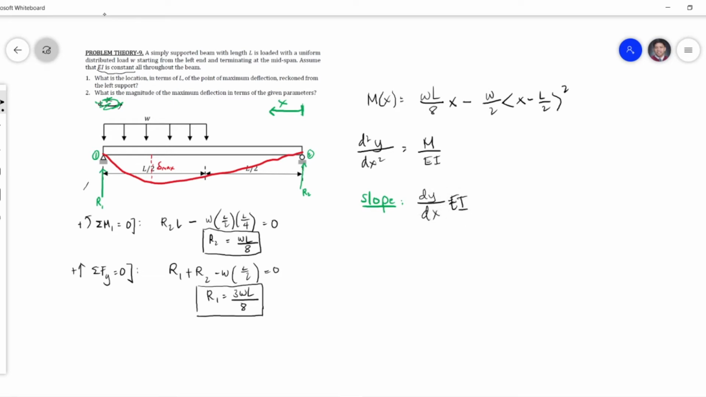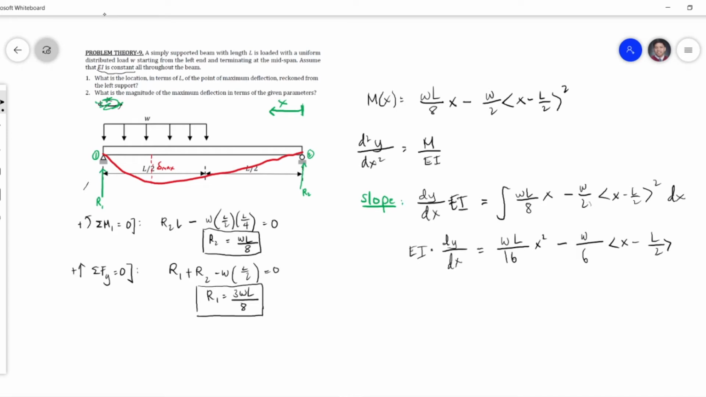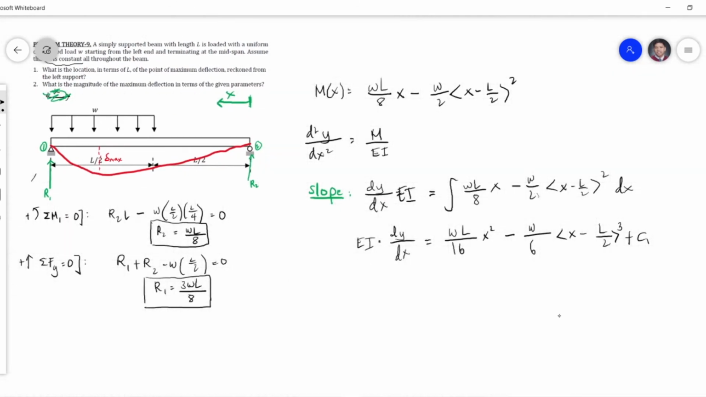Dy over dx times EI equals the integral ng ating moment function, omega L over 8 x minus omega over 2 x minus L over 2 squared dx. So that would be EI times dy over dx natin equals, we have omega L over 16 x squared minus, dahil ito ay 2, i-add natin ng 1, so that's 3. Tapos mag-multiply tayo dito ng 3. So, we have omega over 6 x minus L over 2 cubed plus C1. So, meron tayong unknown na integrating constant, C1.